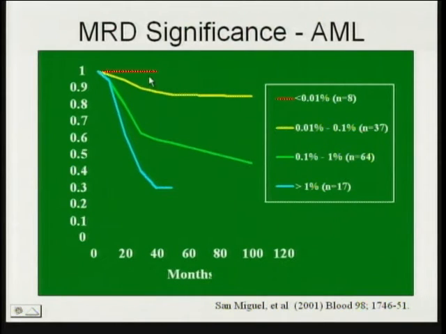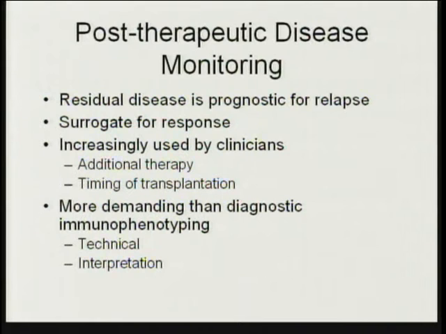So for this reason, clinicians have now come to essentially demand the use of minimal residual disease analysis in evaluating patients with acute leukemia. And this is the type of work we're involved with both the Children's Oncology Group and the Southwest Oncology Group. So residual disease after therapy is prognostic for relapse, and it's increasingly being used as a surrogate for response in clinical trials.